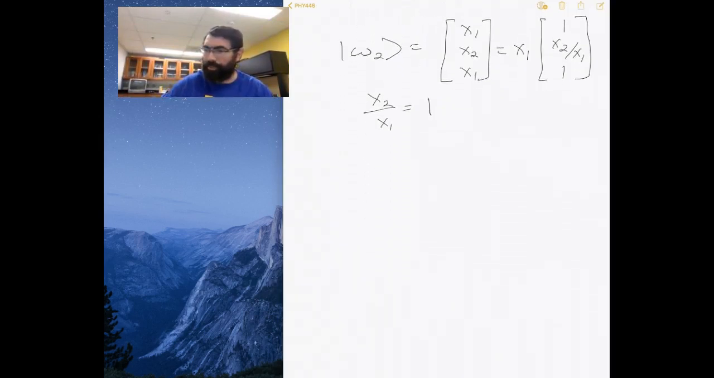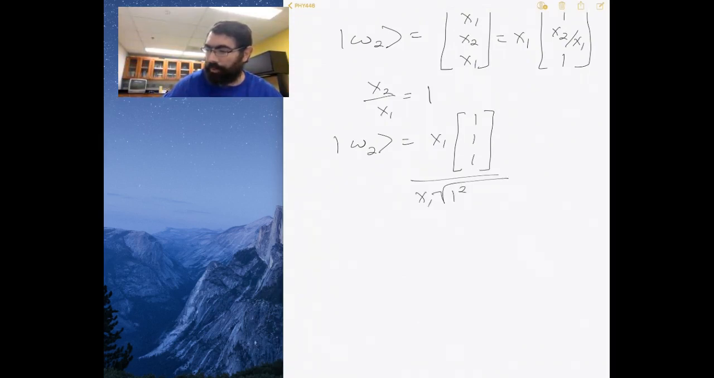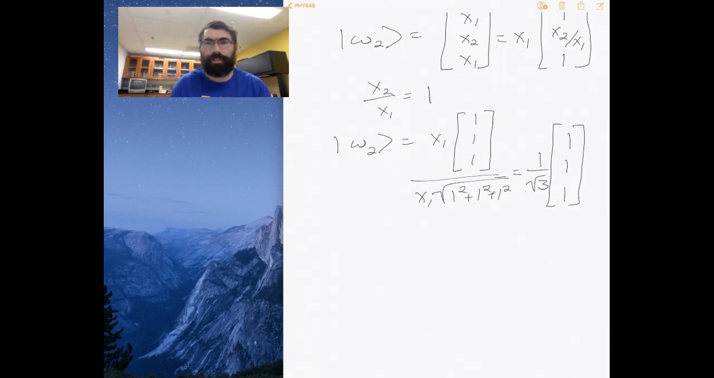And so when we normalize it, what we get is x1 over x1 times the square root of 1 squared plus 1 squared plus 1 squared, which gives me 1 divided by the square root of 3, times 1, 1, 1. Okay. So that's our second eigenvector. So we've now found two of the eigenvectors. The one that corresponds to the eigenvalue omega 1, and the other one which corresponds to the eigenvalue of omega 2.